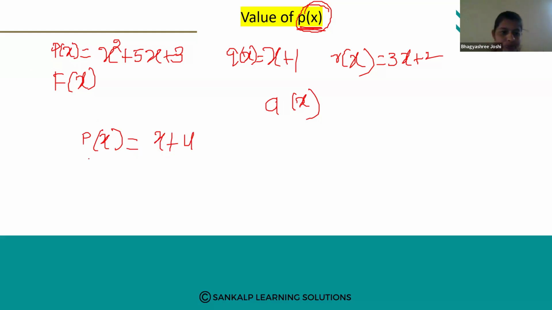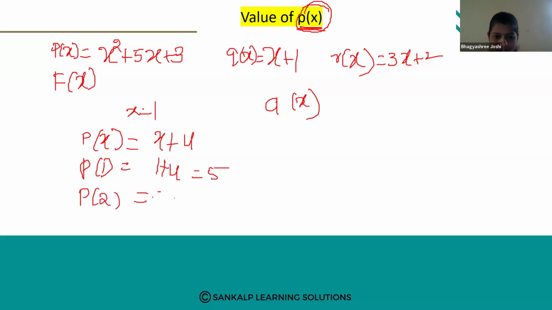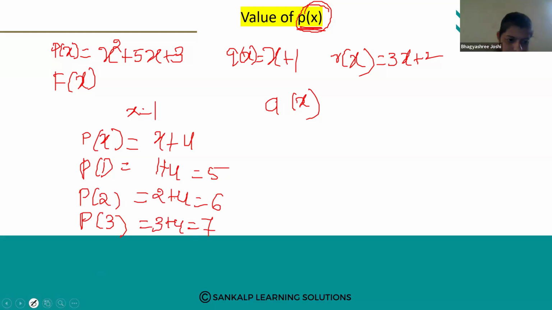I will now substitute x is equal to 1. Wherever x is there, P of 1 means in place of x I am substituting 1. 1 plus 4 that is equal to 5. If I take P of 2, substituting 2, 2 plus 4 that is 6. P of 3, 3 plus 4 it is 7. So here we are getting some values. Yes or no? Yes, we are getting some values, that is 5, 6, 7.